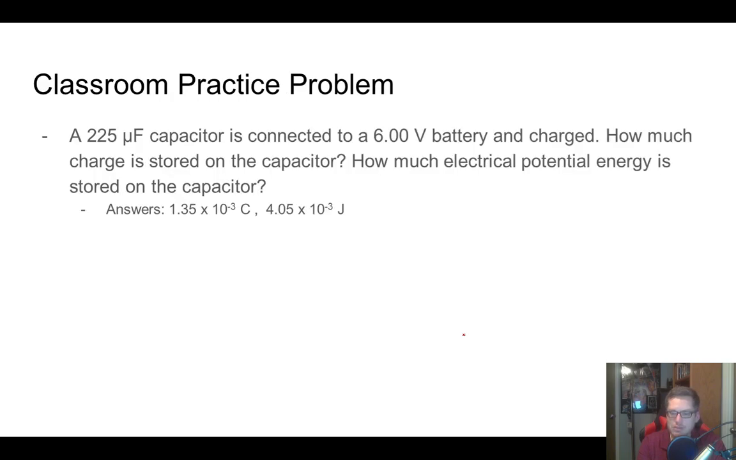All right, let's do a practice problem, then we'll be done. It says a 225 microfarad capacitor is connected to a 6-volt battery and charged. How much charge is stored on the capacitor? How much electrical potential energy is stored on the capacitor? We've got a capacitor, so that's our C value, and here's our voltage, so this is our delta V.